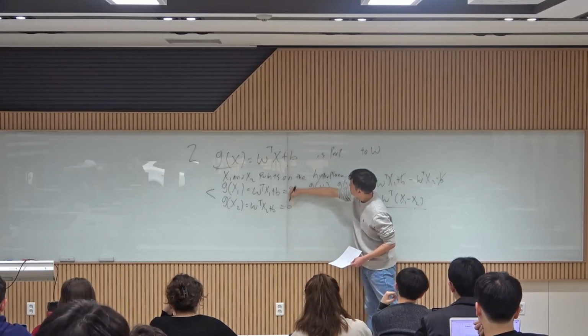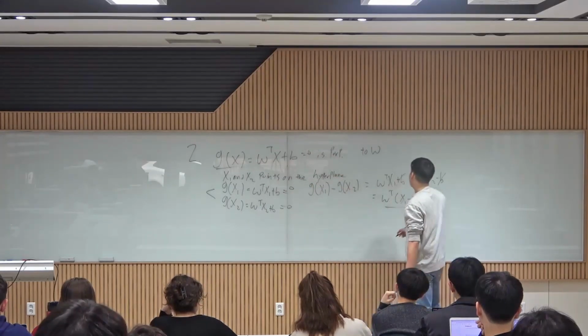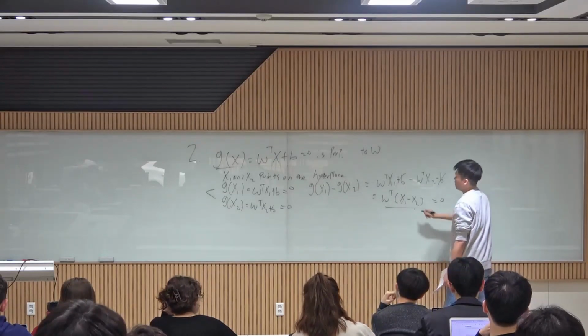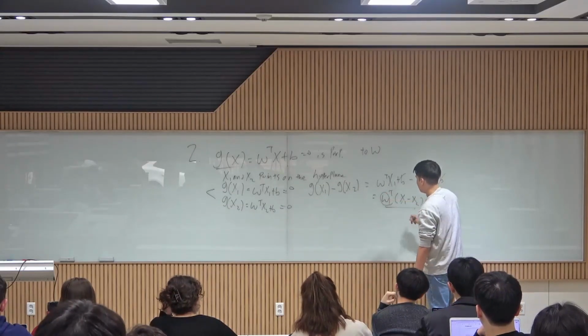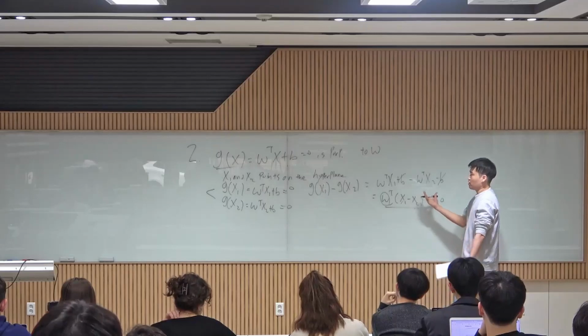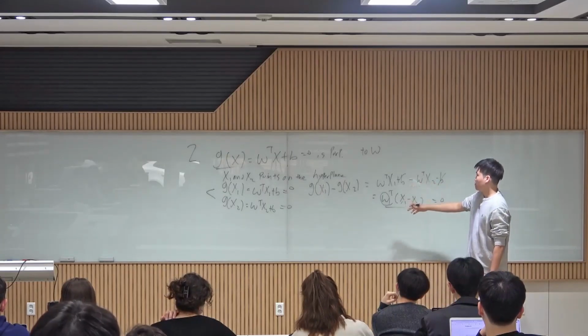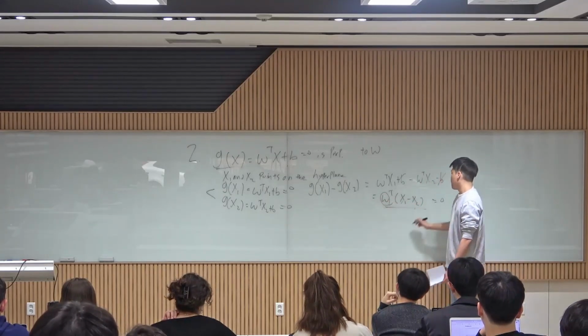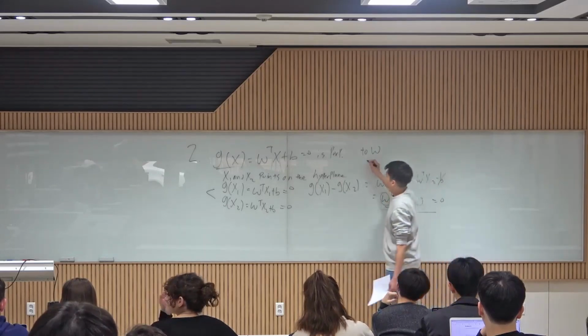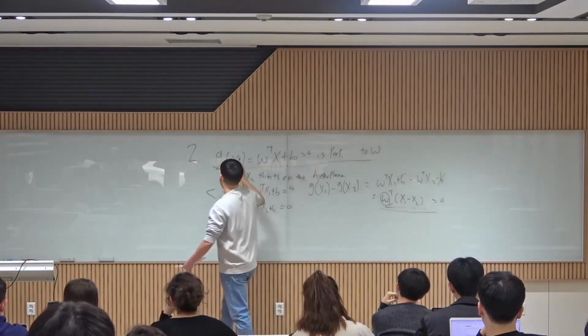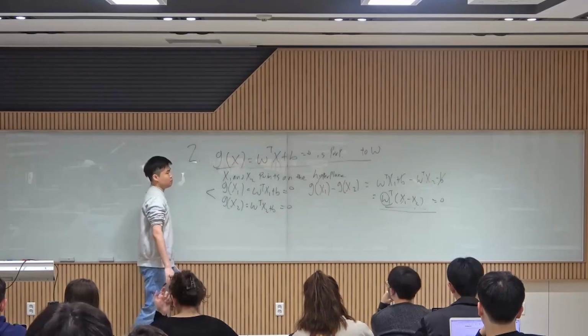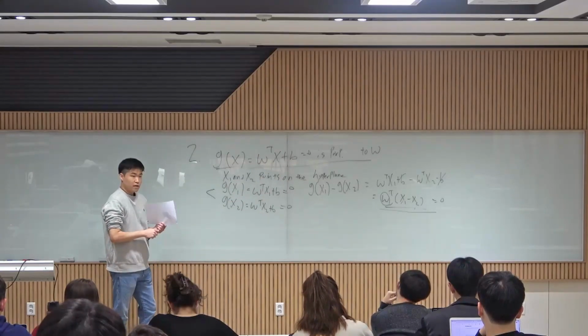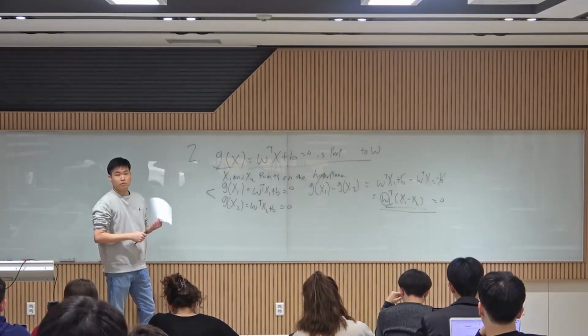Okay. So we can write this as a 0. So we have shown that omega and any 2 points on the hyperplane is perpendicular to omega. So this shows everything that we need to show. The hyperplane is perpendicular to omega. Okay? So any questions regarding problem number 2?